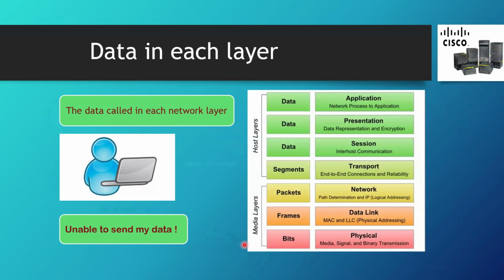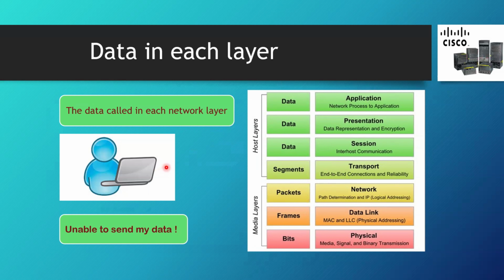So data in different OSI layers has a different name. For example, when data is traveling in the physical layer, we call it bits. In the data link layer, we call it frames. In the network layer, we call it packets. In the transport layer, we call it segments. Segment means, let's say, a TCP segment or UDP segment. But the session, presentation, and application layers, all three together, we can call the application layer, and there we call it data.